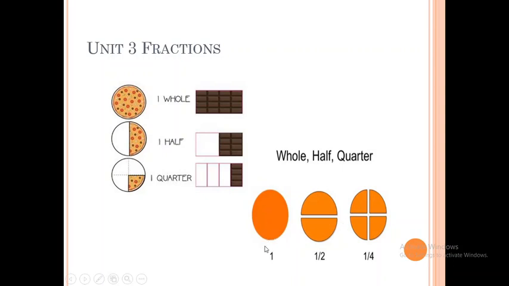Circles, full circle, half circle and 3 quarters or 4 quarters, 1, 2, 3, 4. This full circle has been divided into 4 equal parts. If you take one from here, it is called 1/2 or half. If you are taking one out of these 4 parts, it is called 1/4 or quarter.